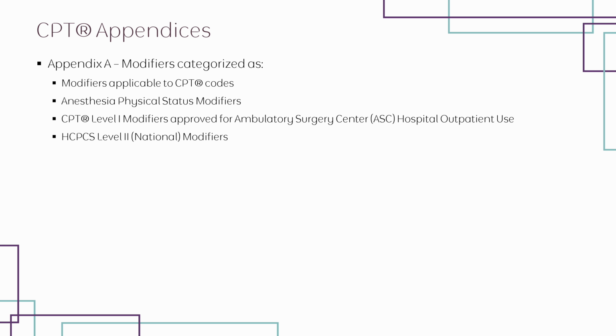Next, there is a dedicated list of modifiers approved for use in ASCs and hospital outpatient settings. These modifiers help communicate specific circumstances unique to outpatient hospital and surgical facility services. The final section of Appendix A contains a list of commonly used HCPCS Level 2 modifiers. These are national level modifiers typically used for durable medical equipment, supplies, and other non-physician services or products.